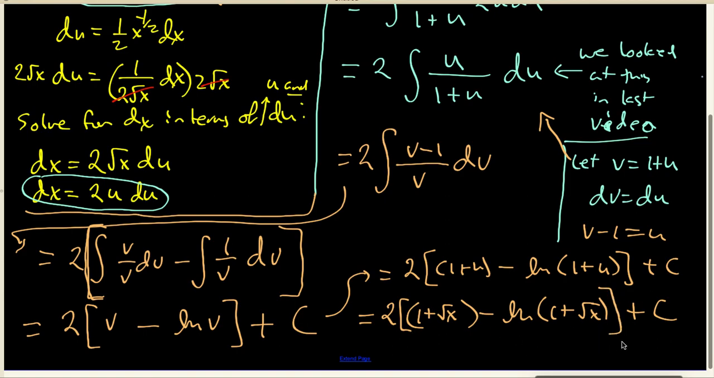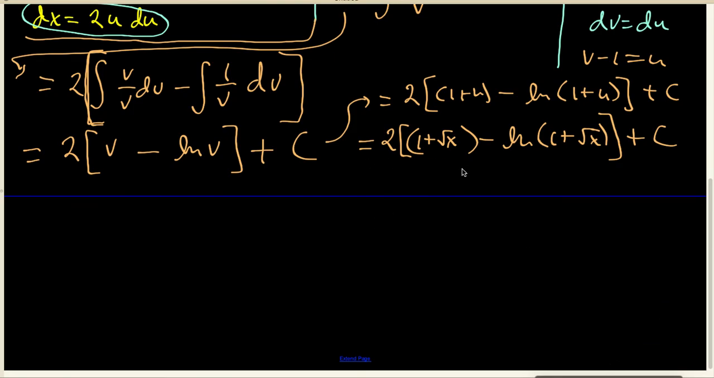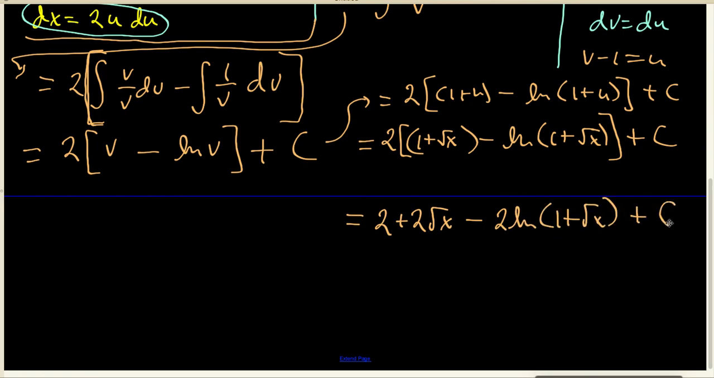Now, these parentheses are important, and I do want to say that if we carry the multiplication out, our final answer is going to be 2 plus 2 times the square root of x minus 2 times the log of 1 plus the square root of x plus a constant. So the integral that we started with, which was 1 over 1 plus the square root of x dx, is equal to this particular thing.